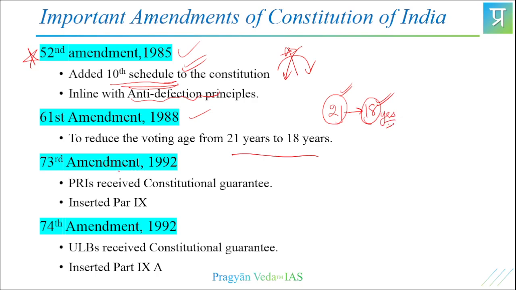Then we have the 73rd, important, and 74th also important, which gave the Panchayati Raj institutions constitutional status, and inserted Part 9 of the Constitution, right. And the 74th amendment, both came in 92 only, which included urban local bodies like municipalities and municipal corporations under Part 9A. We have Part 9B also, which is for cooperatives, right? Like that.